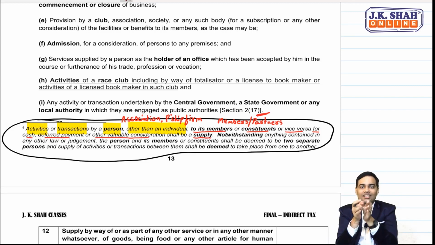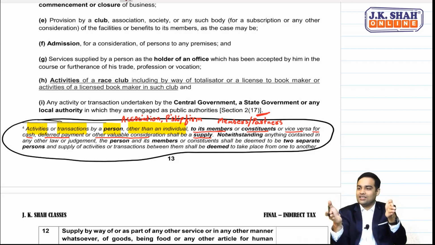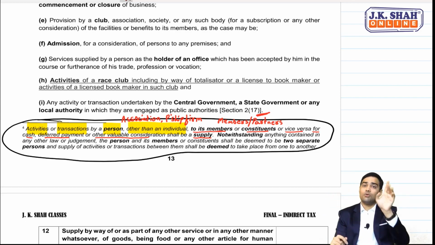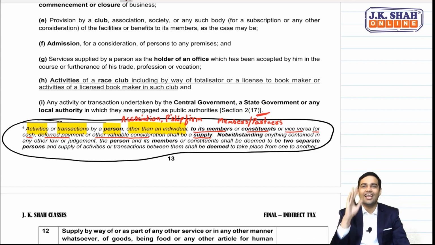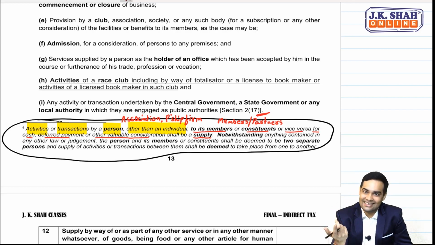Now the word supply is much wider. Association to its members, partnership firm to partners, partner to partnership firm, members to HUF, all these will be regarded as a supply. Sir, what about company and shareholders? Don't worry, company and shareholders are distinct persons. Automatically they are different because of separate legal entity, or a LLP and partner. They are different because of separate legal entity status.